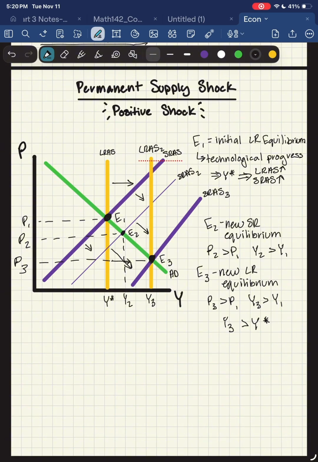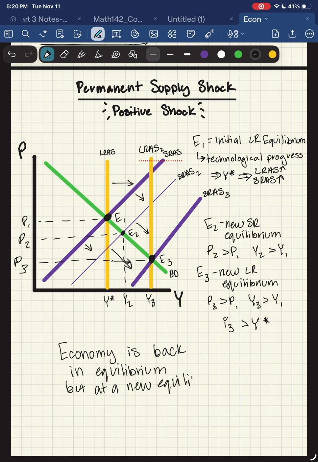So we can see with permanent supply shocks that the economy eventually does go back to long run equilibrium, but it is at a new equilibrium price and output than it was previously at. We also remember that the short run aggregate supply curve will keep shifting until it meets the point where the long run curve and the aggregate demand curve are also intersected by the short run curve.